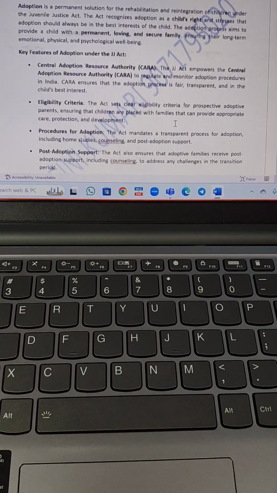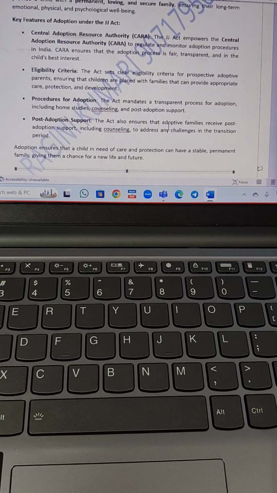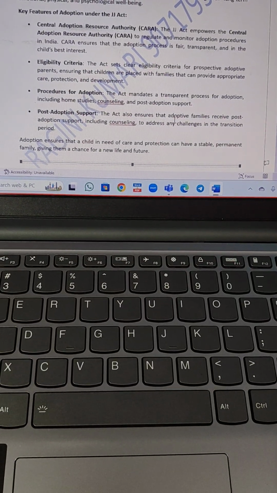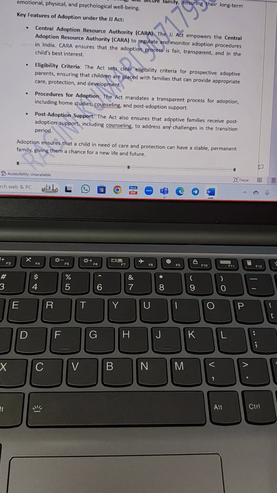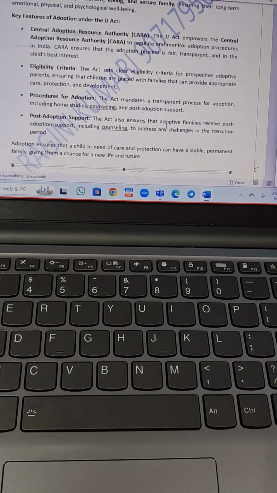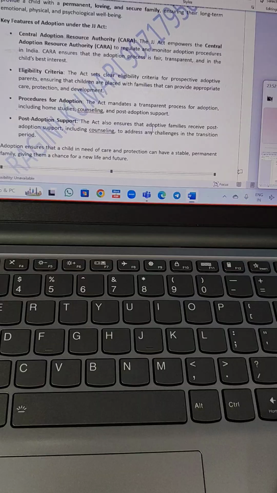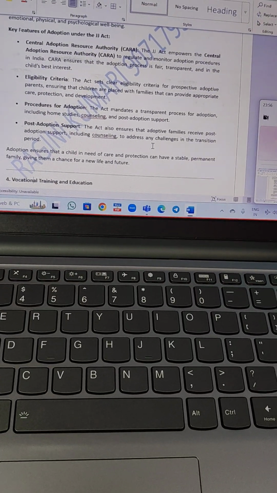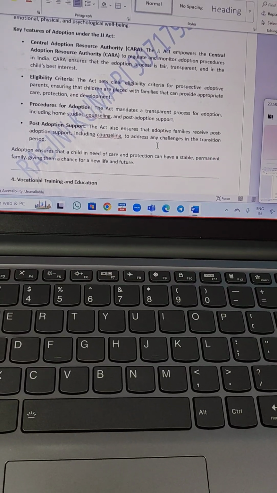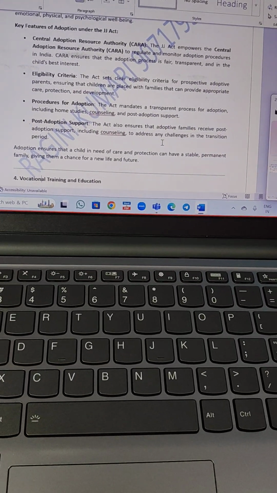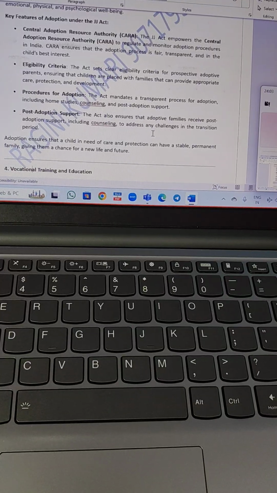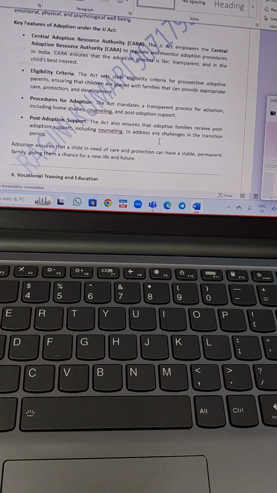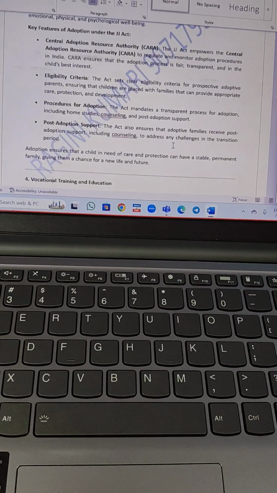Now what are the key features? The JJ Act empowers the Central Adoption Resource Authority to regulate and monitor adoption procedures in India. It ensures that the adoption process is, underline, fair, transparent and in the child's best interest. Eligibility criteria: the Act also sets eligibility criteria for prospective adoptive parents, ensuring that children are placed with families that can provide them with appropriate care, protection and development.